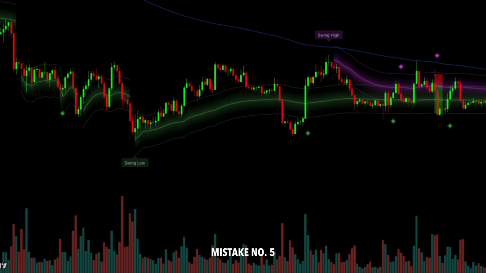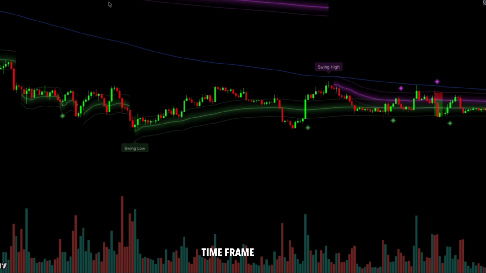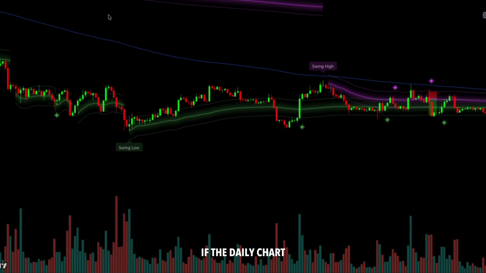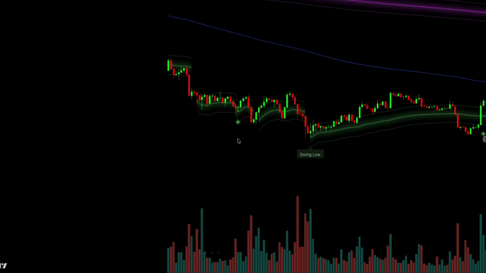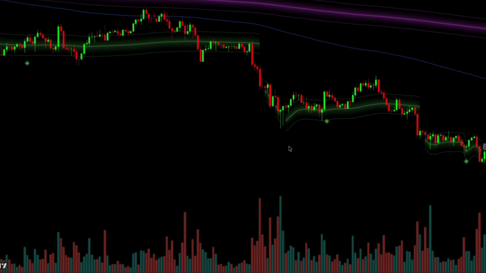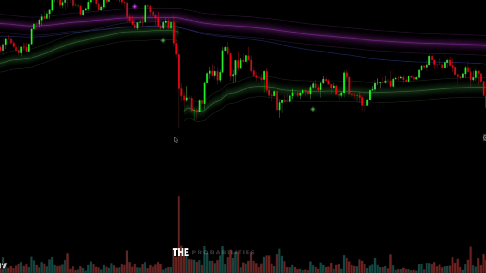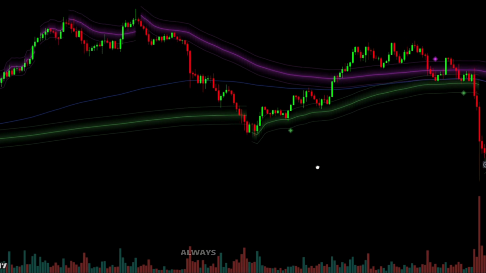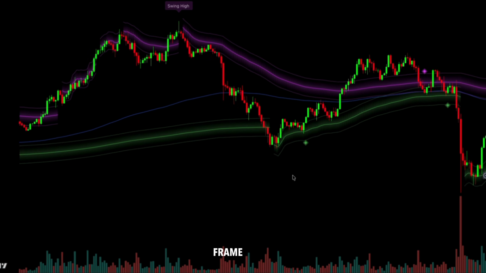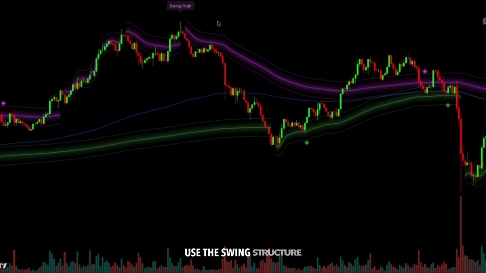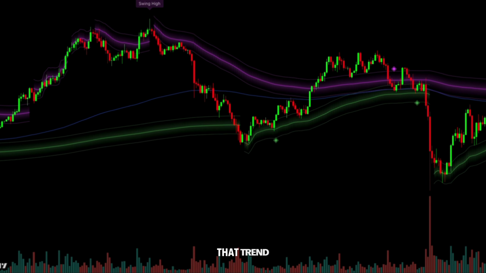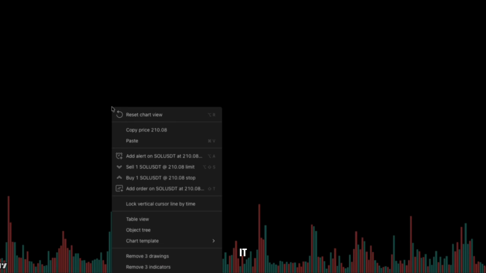Mistake number 5. Trading against the higher time frame trend. If the daily chart is in a strong downtrend and you take a long signal on the 4-hour chart, you are swimming upstream. The probabilities are against you. Always align your trades with the higher time frame trend. Use the swing structure bands to time entries within that trend, not to fight against it.